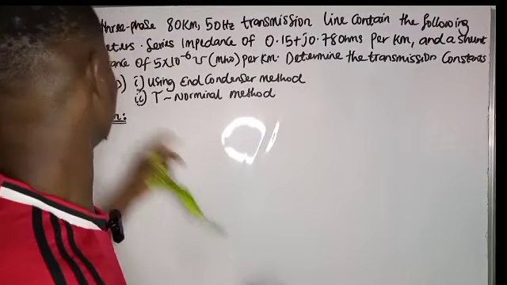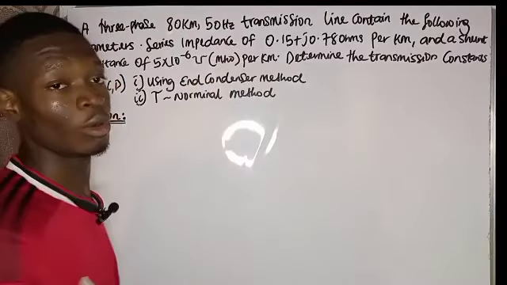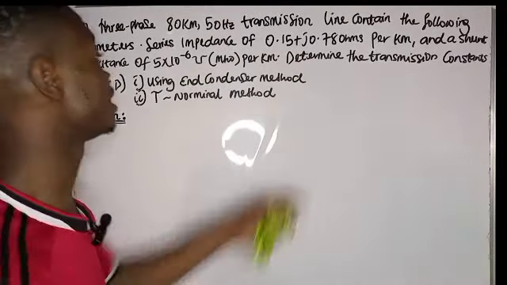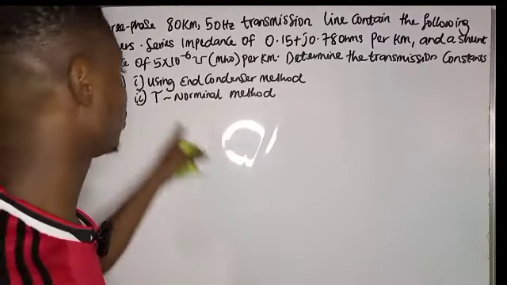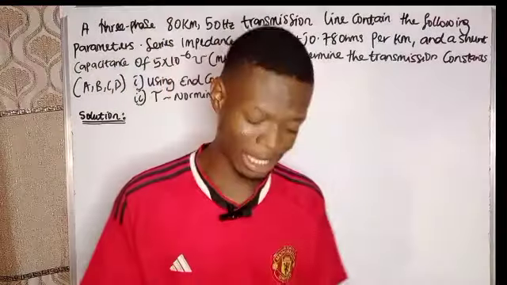Per kilometer and a shunt capacitance of 5 times 10 raised to minus 6 mhos. Mhos is the inverse of what? Ohms per kilometer. Determine the transmission constants A, B, C, D using the N condenser method and the T nominal method. So we are going to know what a transmission line means.